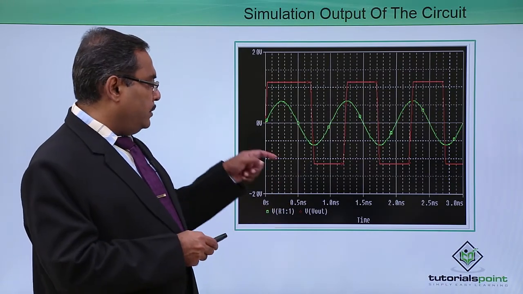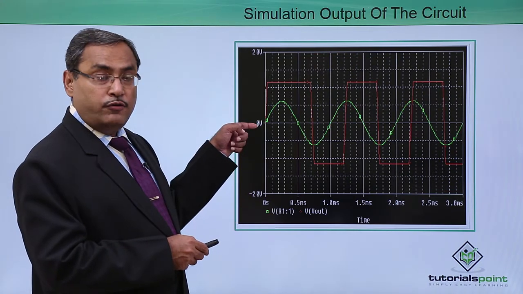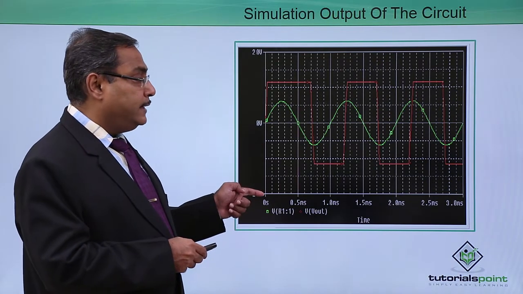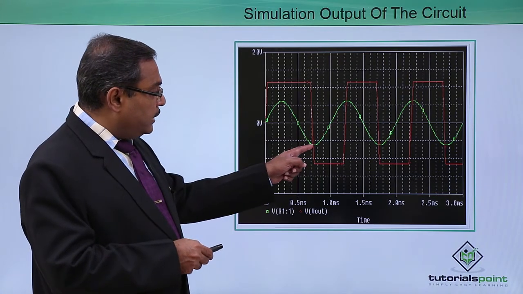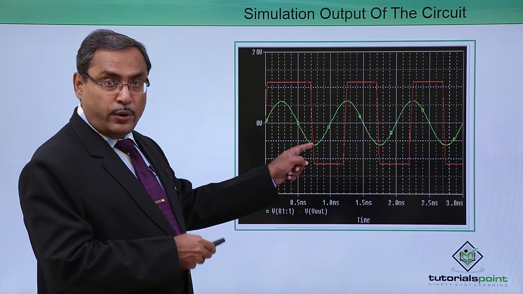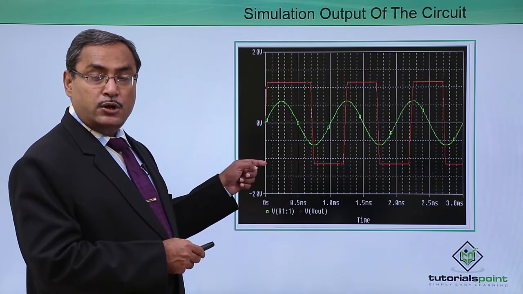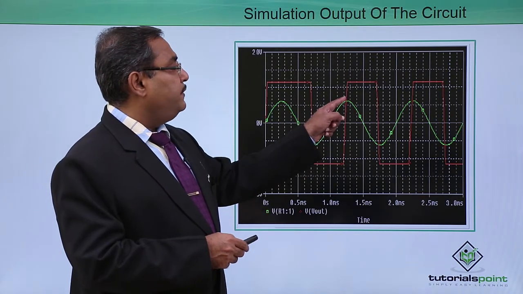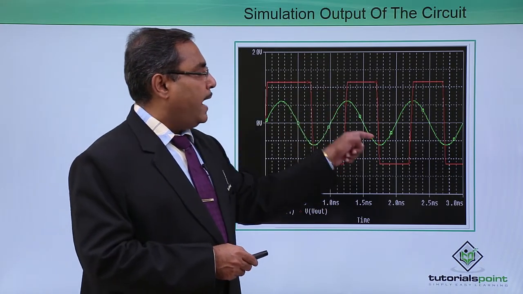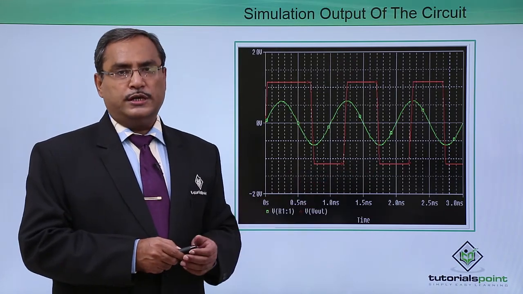Now here you see, this is my minus 20 volt, this is my 0 volt, this is my minus 5 volt, minus 10 volt, minus 15 volt, and this is the minus 20 volt accordingly. Here you see, when my input Vin is going below minus 6 volt, then we are getting this low voltage, about minus 12 volt. And now when this Vin is going above 6 volt, then my output is going to plus 12 volt. So in this way, the simulation output is working.